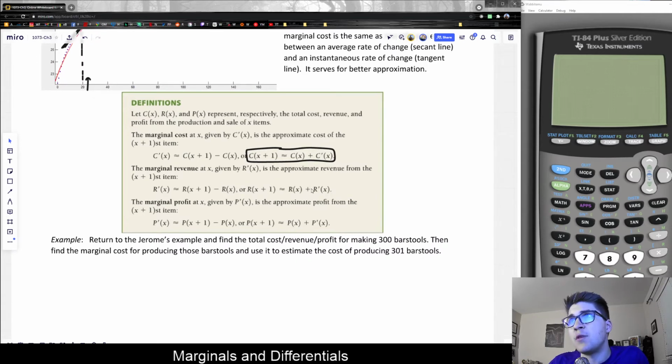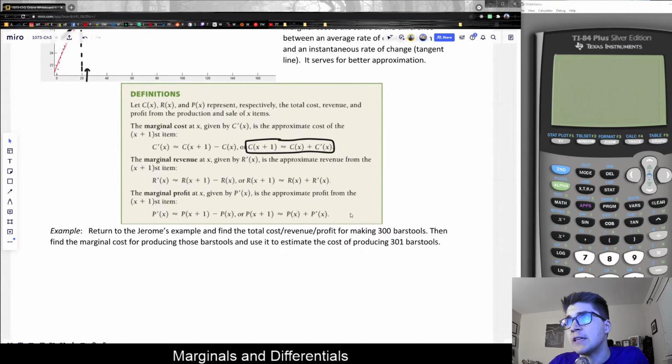And the same can be said for revenue and profit. The marginal profit and marginal revenue, again, we would call the derivative the marginal function, whereas this would be the idea of marginalizing in order to approximate how much it costs to produce one more.